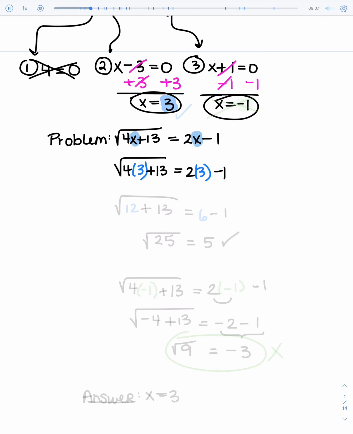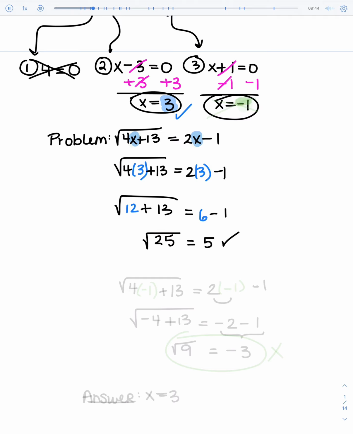So what happens is we notice on the left-hand side we get the square root of 4 times 3, which is 12, plus your 13. And on the other side we get our 2 times 3, which is 6, minus 1. So we get the square root of 12 plus 13, which is 25, equals the 6 minus 1, which is 5. So does the square root of 25 equal 5? Yes. So what that means is our answer of x equals 3 is not a false solution. It does indeed work. However, you're still not done.